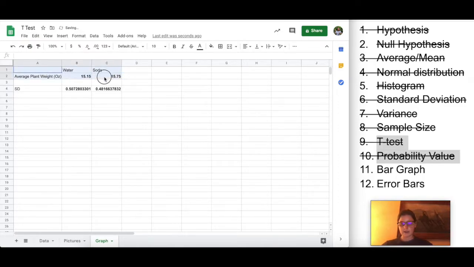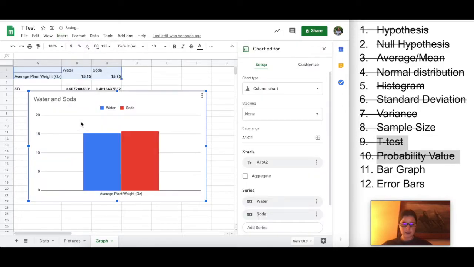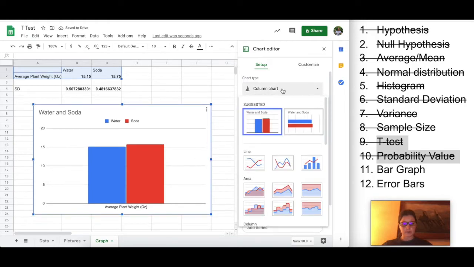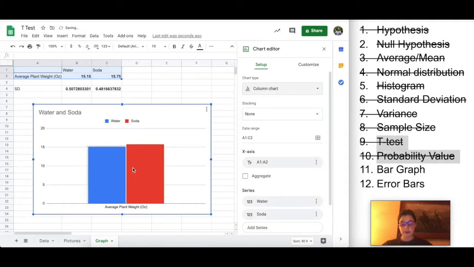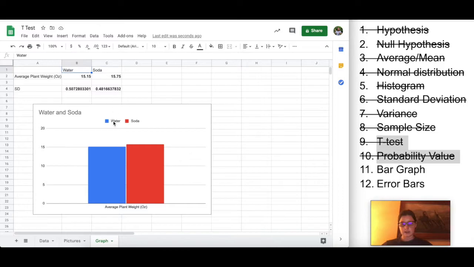Now I'm going to highlight just this part, insert a chart, and see, oh yes, we were lucky, we got the bar graph. If you didn't get this graph, go to column chart type, and look for the column chart. And if it doesn't look like this, if it's the same color, that means that you have to click switch rows and columns, but we want there to be different colors. The reason that I included the water and the soda part of the text in here is so that it would automatically differentiate between the two.